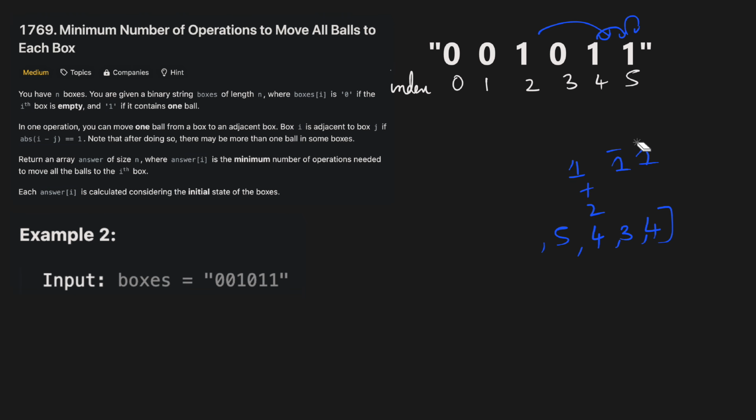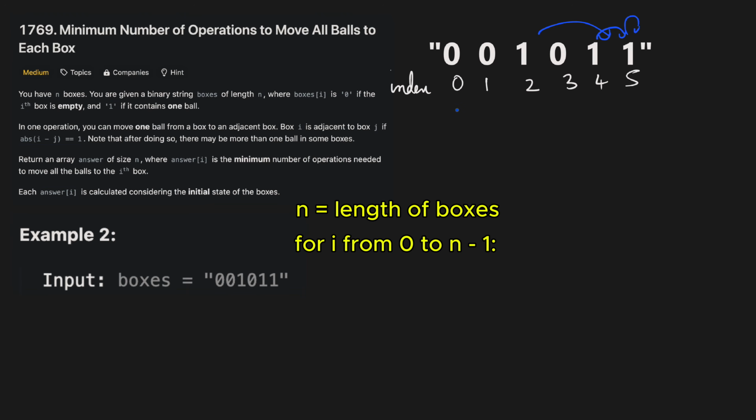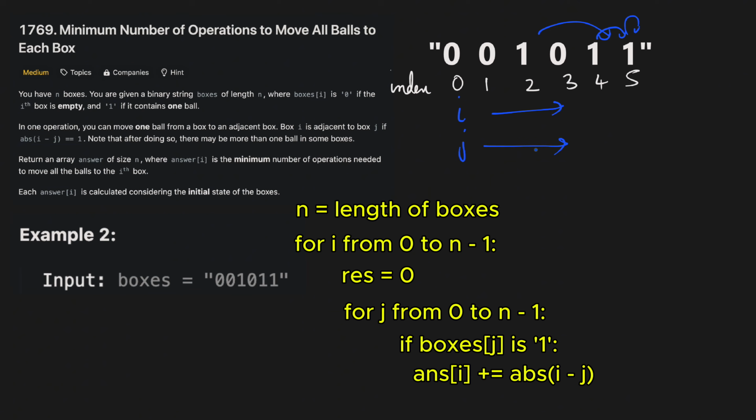Now in terms of solutions, the naive way will be what we were doing in the example walkthrough. For each box at index i in the string boxes, we calculate its distance to the box at index j if that box has a ball. That is, boxes[j] is equal to 1, and sum up all the distances.